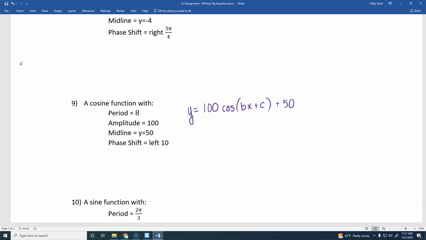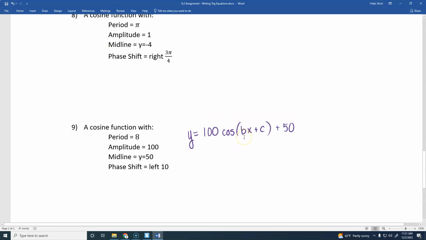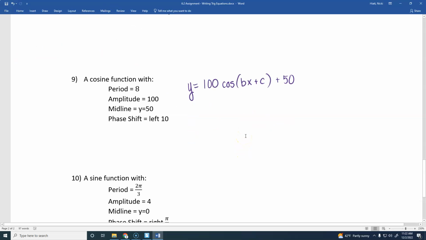You're not plugging in everything, because period does not equal b, and phase shift c does not equal 10. This is the period, but that doesn't mean b is 8, because for the period we have to do 2 pi over b. When we do 2 pi over whatever this b is, we want to get 8.